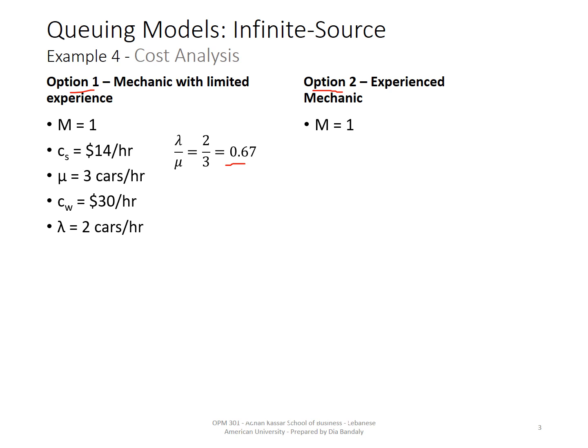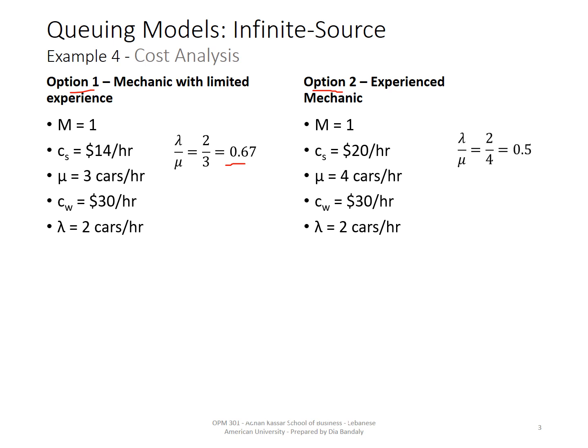Okay, so what else do we know about option 2? We have CS is $20 compared to $14 in the previous one. Mu is also 4 compared to the previous one, which makes sense. And CW and lambda are the same. All right, so also here, let me note down lambda over mu, 0.5.